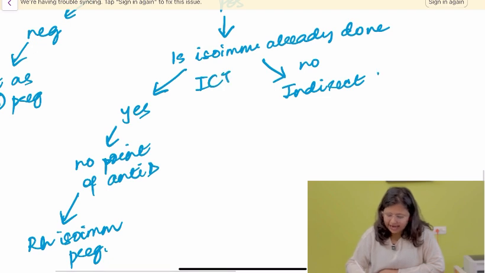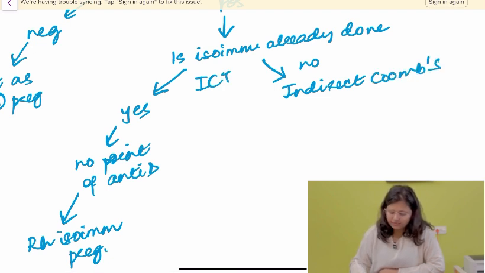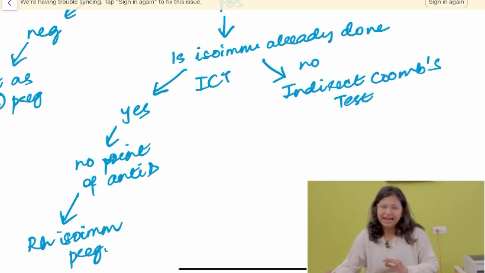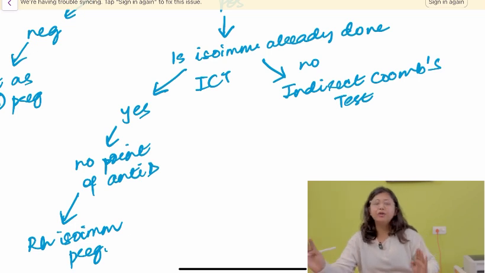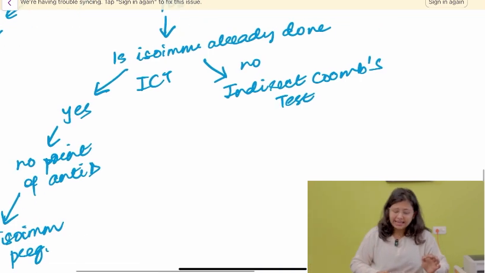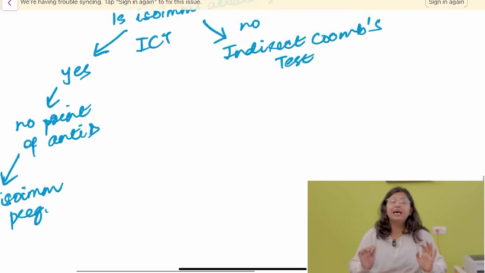ICT, or indirect Coombs test. So we have two tests, one is indirect, one is direct. The indirect Coombs test we are doing on the mother; the direct Coombs test I will come to later, we do that on the baby's blood. So why is this called the indirect Coombs test and what are we doing in it?